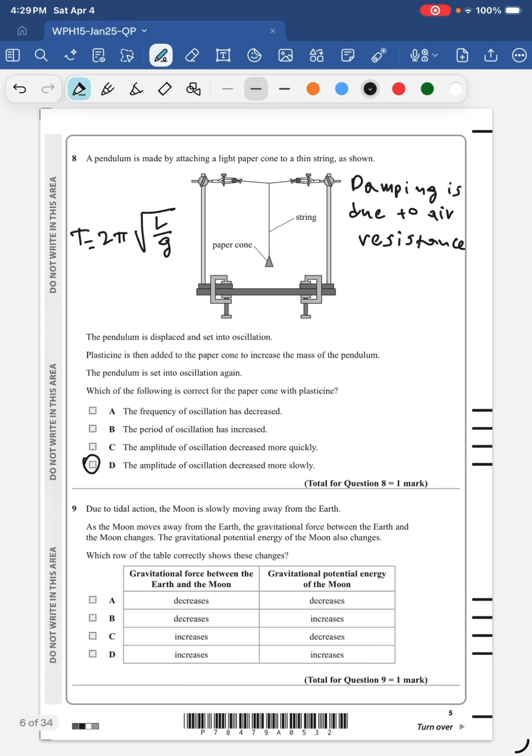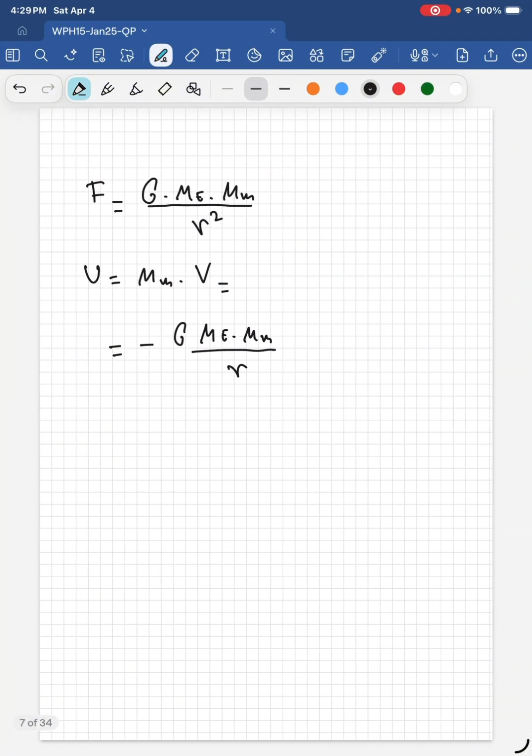Okay, now they say that the moon is moving away. So if r increases, then we immediately see that the force decreases because we have the 1 over r squared dependence. But if r increases, the gravitational potential energy increases, right? And this is because this becomes less negative, if that makes sense.